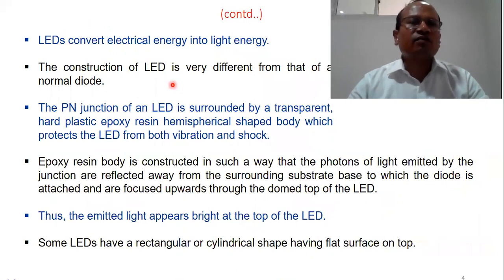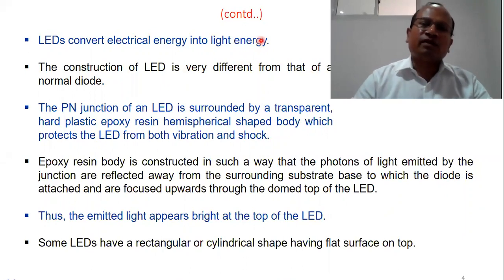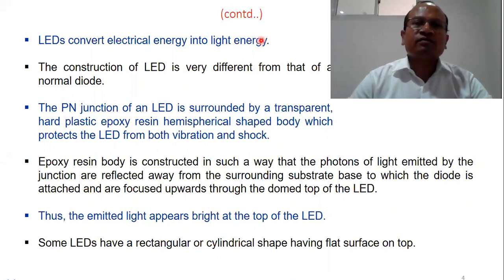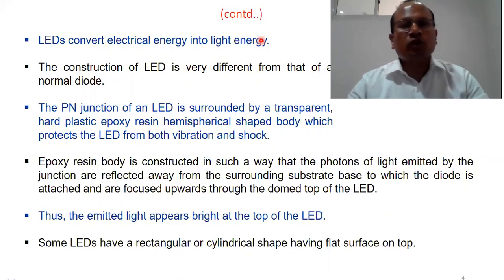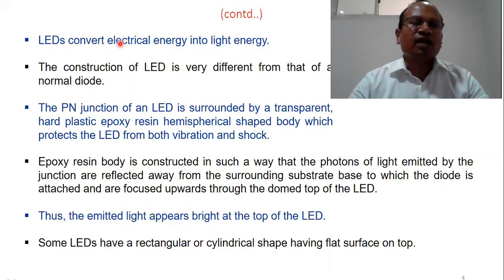So LEDs convert electrical energy into light energy. Unlike an ordinary diode, where the final output is also electrical, here the output is light energy: electrical energy into optical energy. This is why the LED is used as an optical source. An optical source is the source of energy that generates its signal in the form of light. And this is what we are getting here. So LEDs are used as optical or light sources.